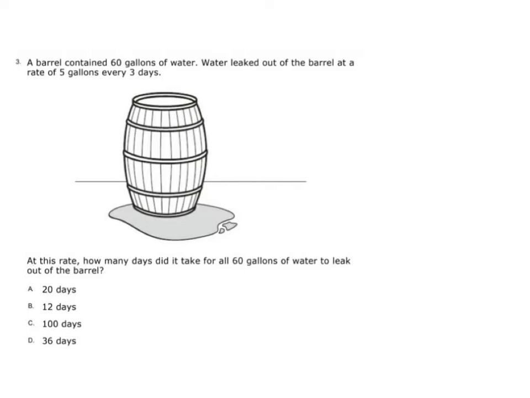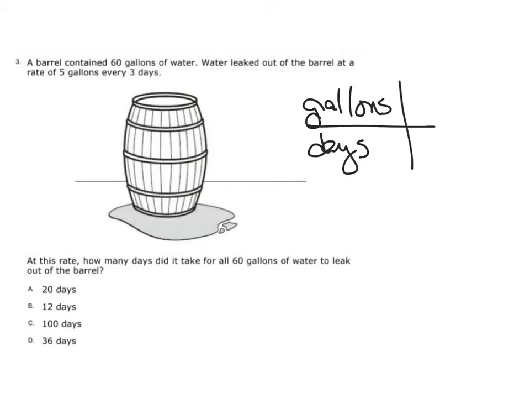So a barrel contains 60 gallons of water. Water leaks out of the barrel at a rate of 5 gallons every 3 days. At this rate, how many days did it take for all 60 gallons of water to leak out of the barrel? So what we're looking at is gallons and days. So we're going to go ahead and put gallons and days. And they say it's 5 gallons for every 3 days, and we need to get to 60 gallons.